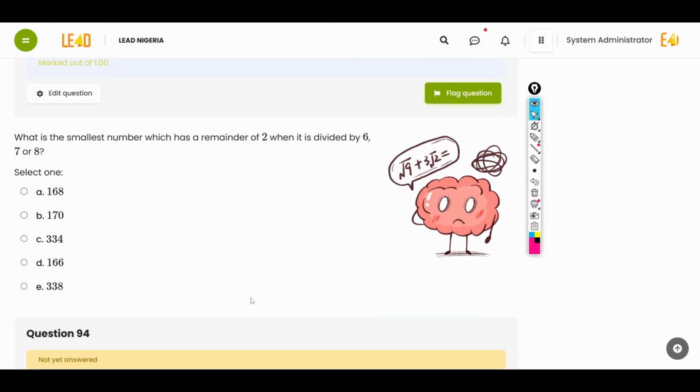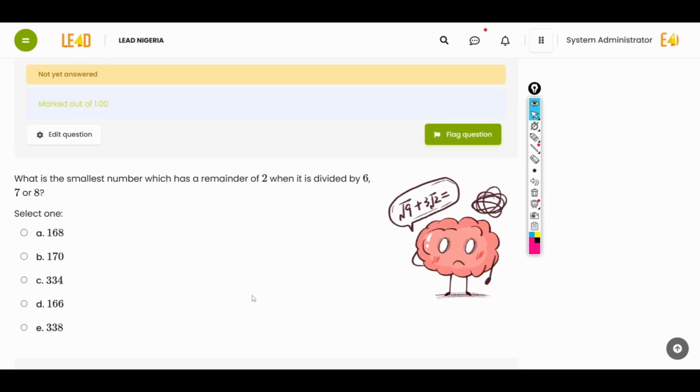All right, for question 70, it says, what is the smallest number that has a remainder of 2 when it's divided by 6, 7, or 8? Good. So that means we need to find the LCM, all right, because the smallest number that can be divided by 6, 7, or 8 is actually the LCM. You find the LCM, but then you add the remainder 2 on it, to give you the number that would fit this narrative. So let's find the LCM first, and when we're done, we add on our 2.